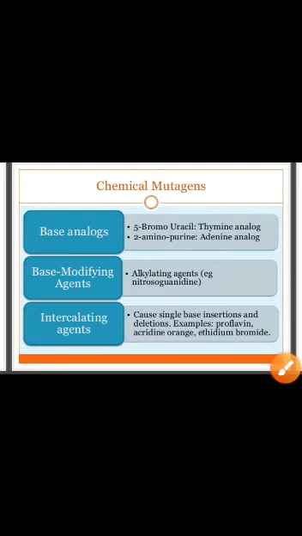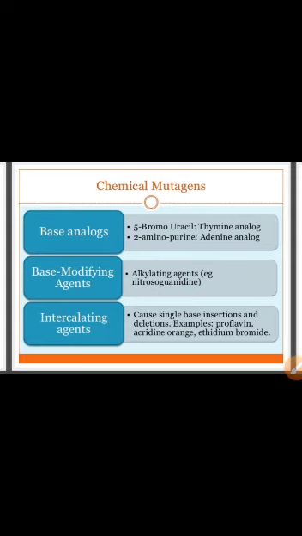What are the chemical mutagens? These are the base analogs, base modifying agents and the intercalating agents. Base analogs are 5-bromouracil, which is an analog of thymine, right? Thymine is a pyrimidine, which comes under the topic of nitrogenous bases, right? And 2-aminopurine is also a base analog, which is an analog of adenine, right?